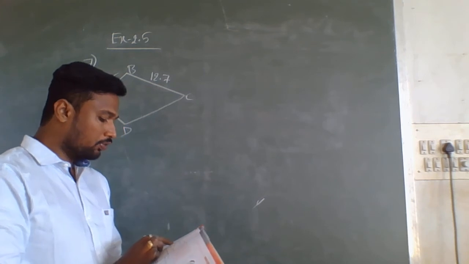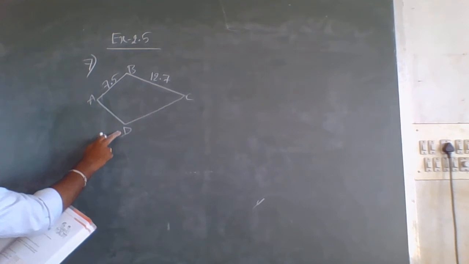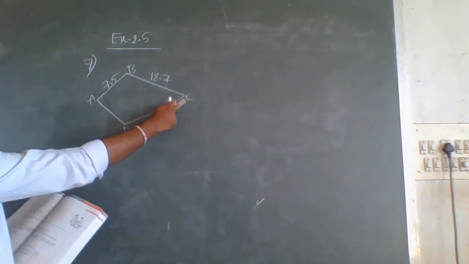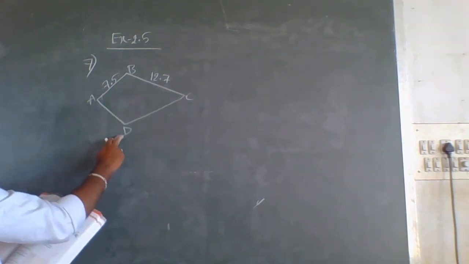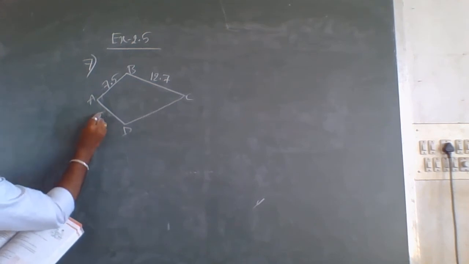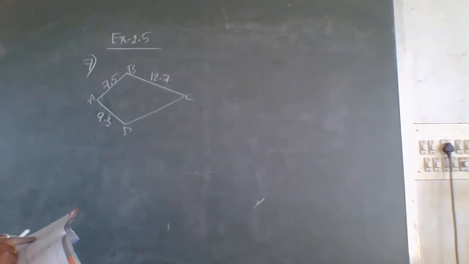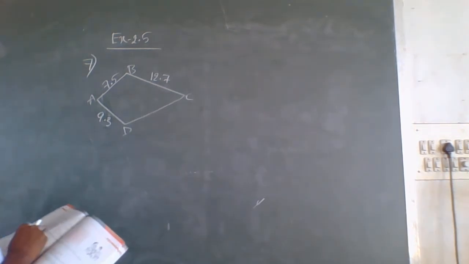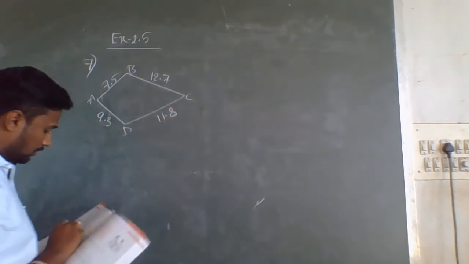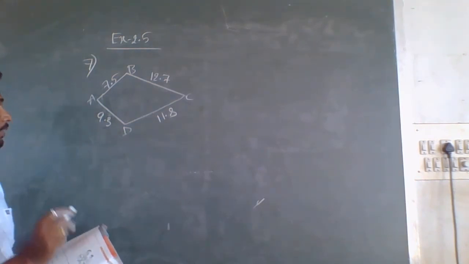Ayub went from this place A to place D, and from there to place C. D is 9.3 km from A, and C is 11.8 km from D. Who traveled more and by how much?